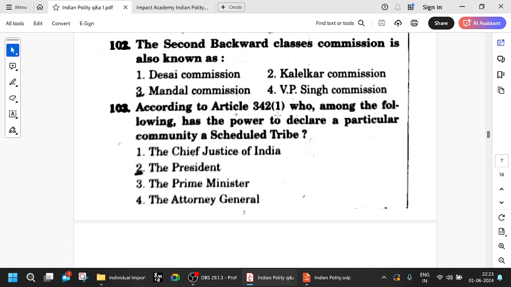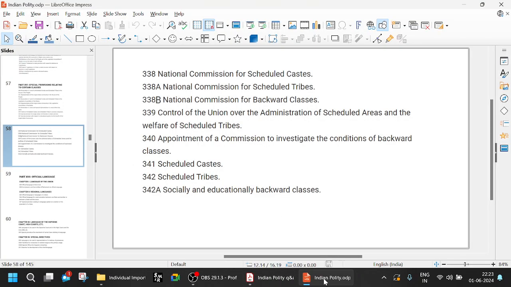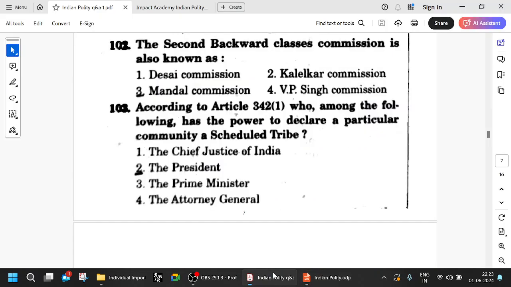So according to 342(1), who among the following has the power to declare a particular community as a scheduled tribe? All of 342 is regarding scheduled tribes. In the subsections, part 1 says that it's the president who has the power to declare a particular community as a scheduled tribe.